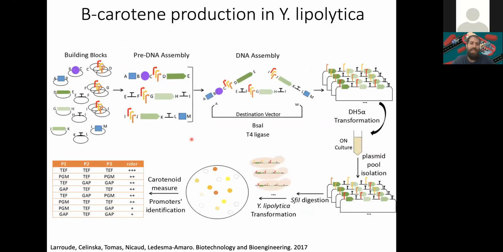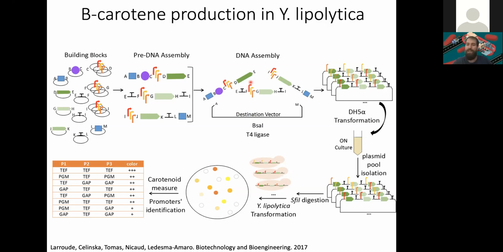And for this, we took advantage of this Golden Gate system that I briefly introduced. And one of the nice features of this assembly method is that you can generate these combinatorial libraries. And this is what we did. We made combinatorial libraries where each of the 3 genes in the cassette could be controlled by each of the different promoters that we tested. So in the end, when you do the assembly, because all the promoters share the same overhangs, they all can go randomly in this position.